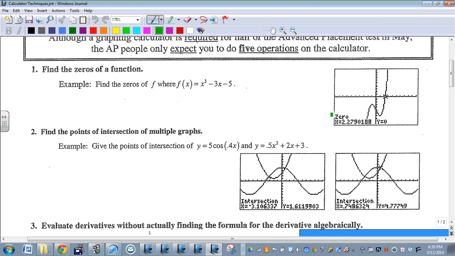All right, so for that, again, it was second trace and 0. And then we hit second quit and we could store the answer.